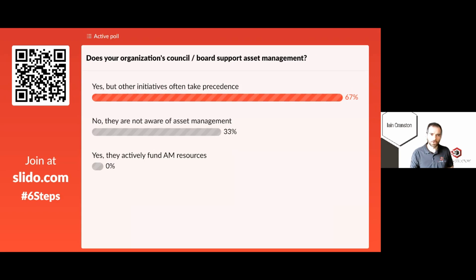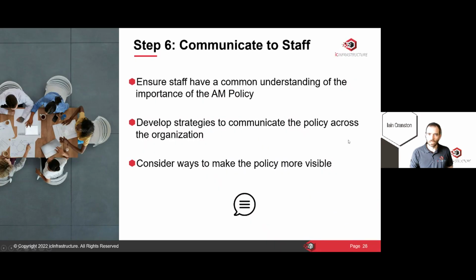Okay, so let's push on a little bit. The last step is around communicating this to staff. I noticed in the first poll that came up, a lot of you were saying you have a policy, but it isn't really used. This step 6 is something that's often not done in an organization, and it results in you having a policy that's just going to sit on the shelf and not be used.